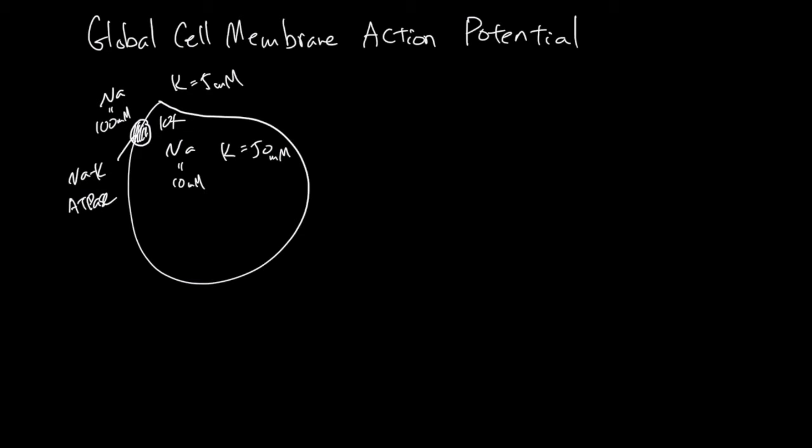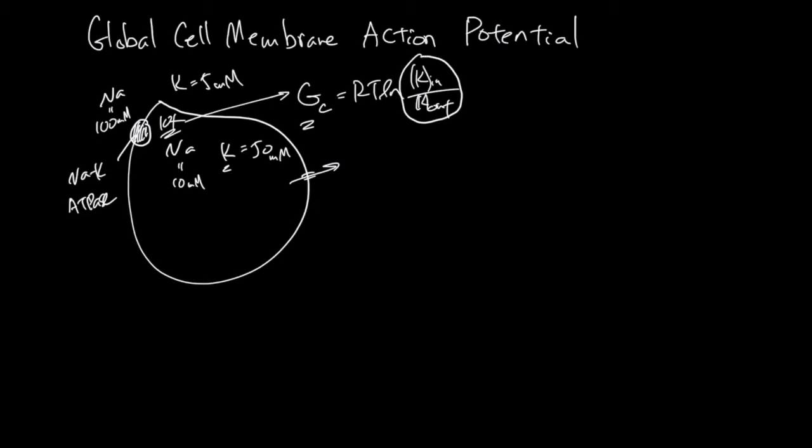So now, when you just think about permeability for one ion, we're going to talk about K. K wants to go out because of this 10x concentration difference. This 10x concentration difference generates a concentration-based energy, and you can compute this energy by RT ln of the concentration of K inside over the concentration of K outside. And this gives you the driving force with that concentration difference, which is about 10 for K.